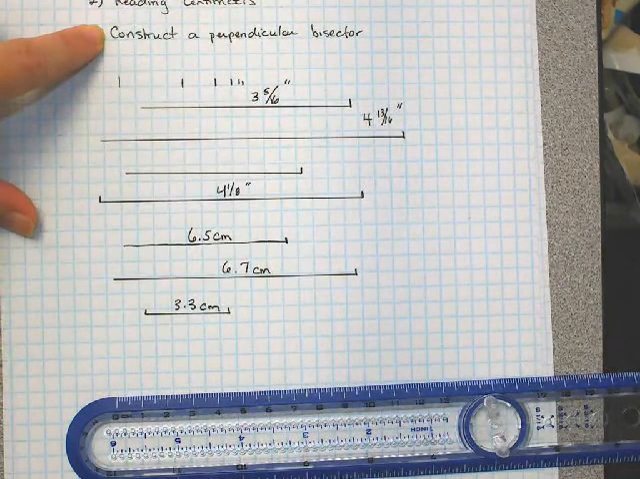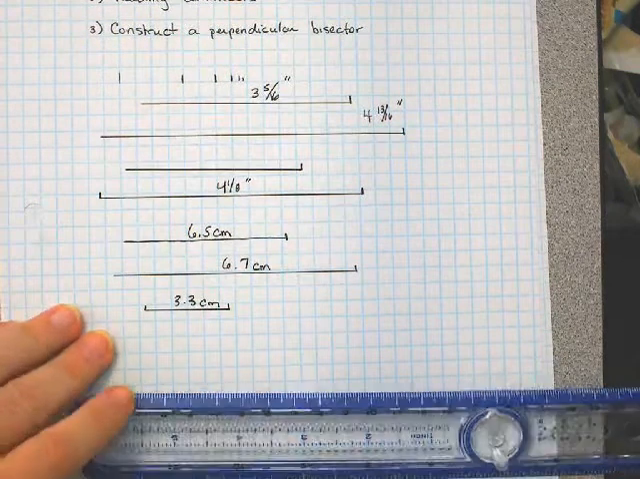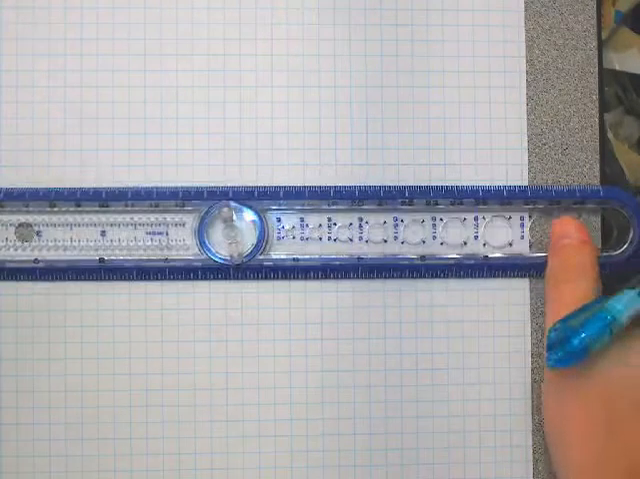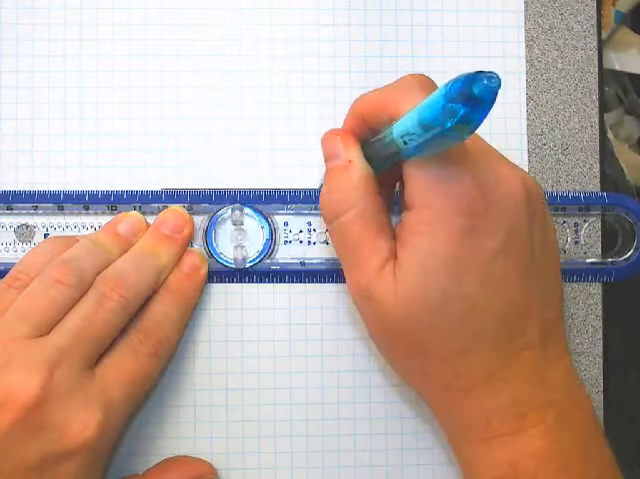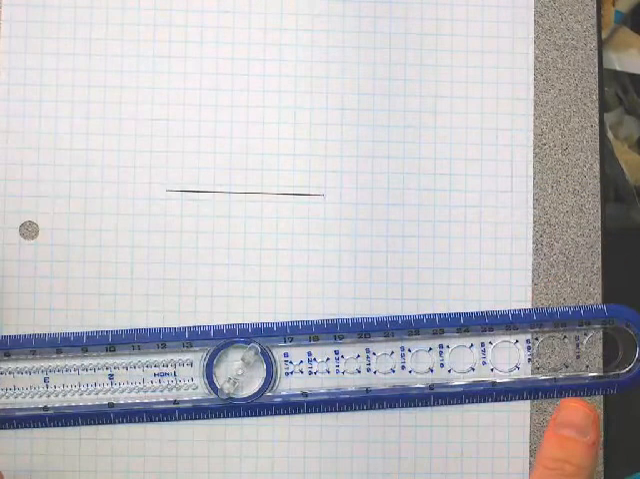The next thing we're going to do is construct a perpendicular bisector. This is something you have never done before. It's not bad, it's not hard, it's a little complex, so make sure you watch this section of the video multiple times. You don't have to use graph paper. I just like using graph paper when I do my constructions. I'm going to start by drawing a simple segment.